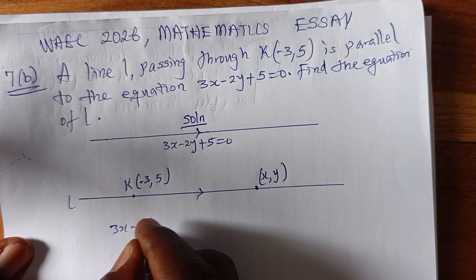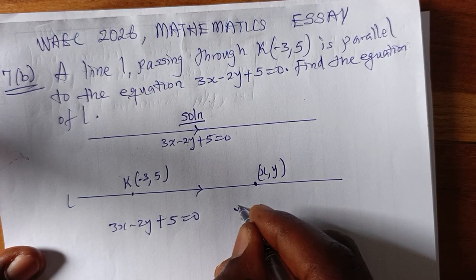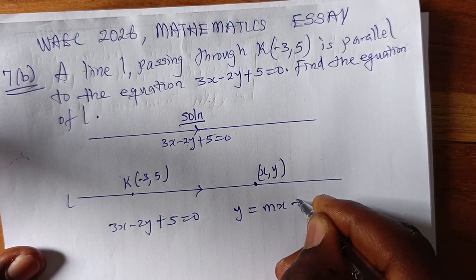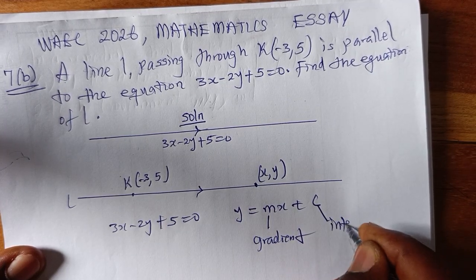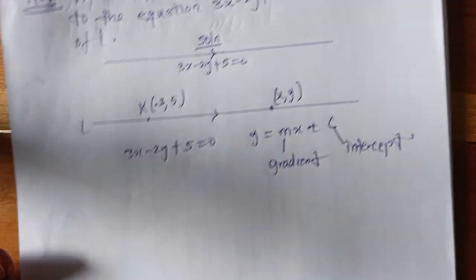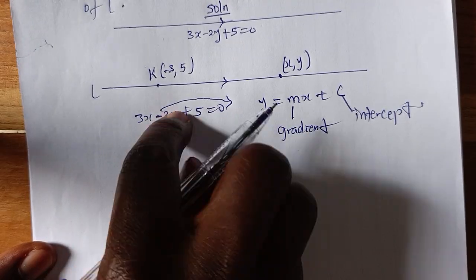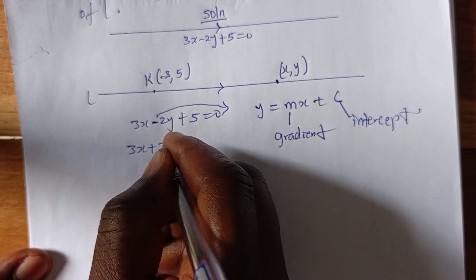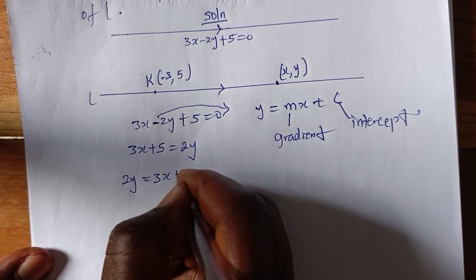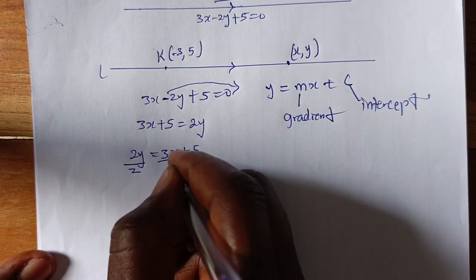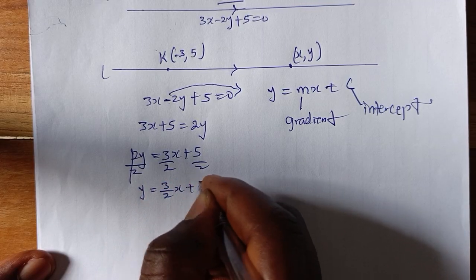We have 3x - 2y + 5 = 0. We want to express this equation in the form y = mx + c, where m is the gradient and c is the intercept. Because of the negative sign, we take this -2y to the other side of the equation so that the negative will change to positive. We have 3x + 5 = 2y, which implies 2y = 3x + 5. So divide through by 2. We have y = 3/2 x + 5/2.